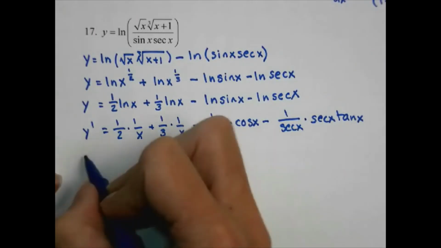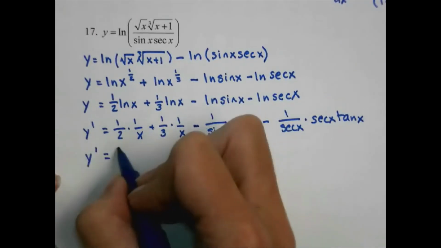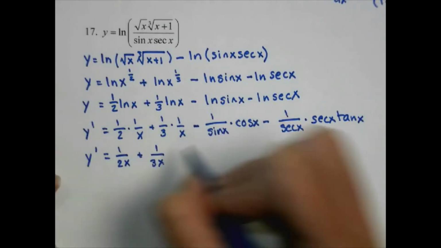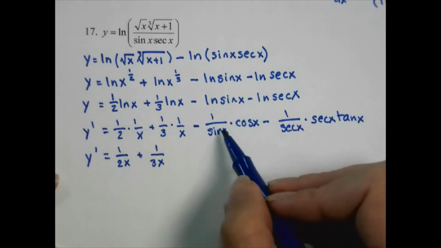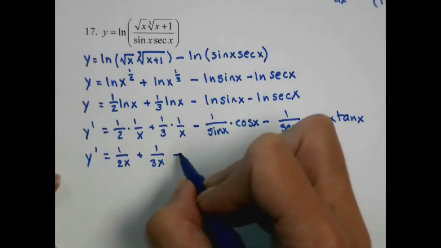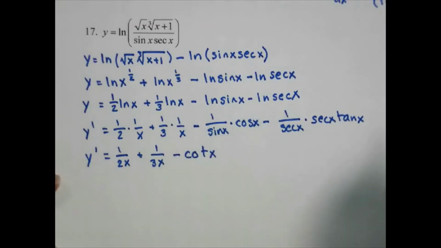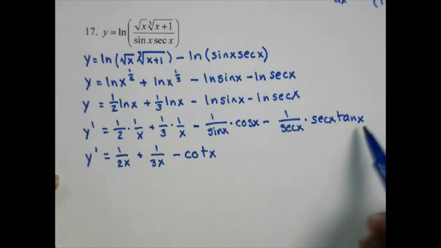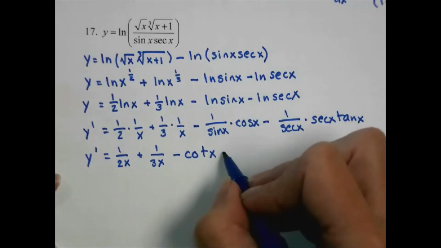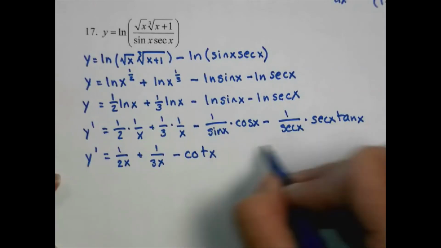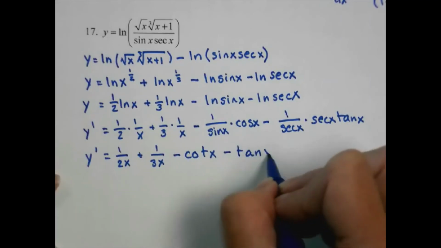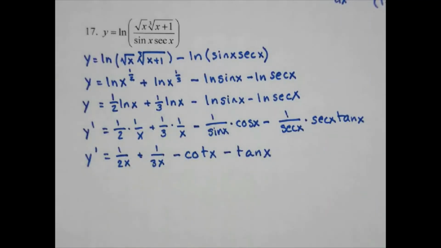I'm going to go ahead and simplify it a little bit. So this is going to be 1 over 2x plus 1 over 3x. This is cosine over sine, so that's going to be minus a cotangent x. The secants here cancel, so I'm left with 1 over tangent. Or just, sorry, tangent. Just tangent. So using the properties makes life a whole lot easier.